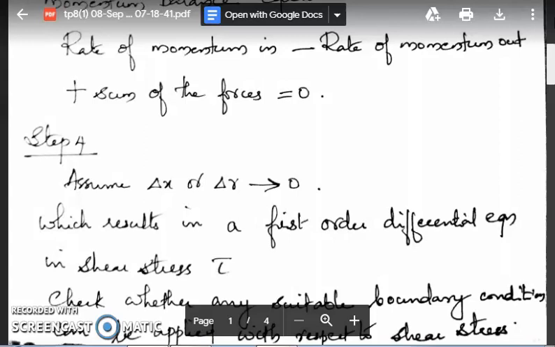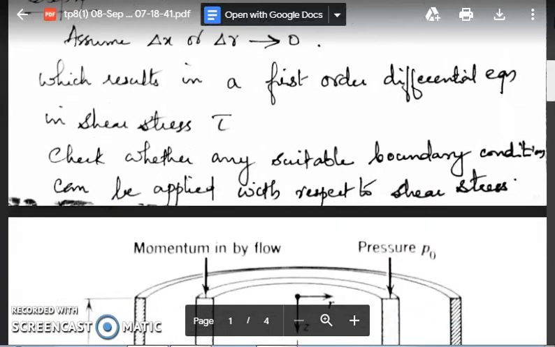along with this, in this differential equation, you will have a constant term also. So you have to solve for this constant. We can solve this constant by using the boundary conditions. So you have to check whether any suitable boundary conditions can be applied with respect to shear stress. I will tell you about the boundary conditions which are applicable here. But before that, there are 2 more steps.